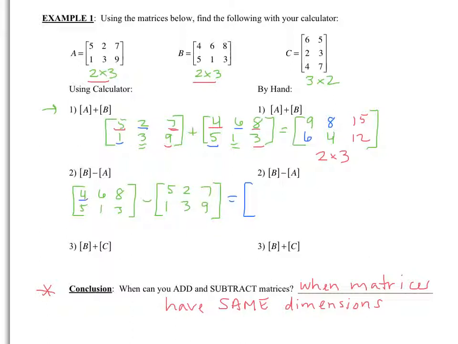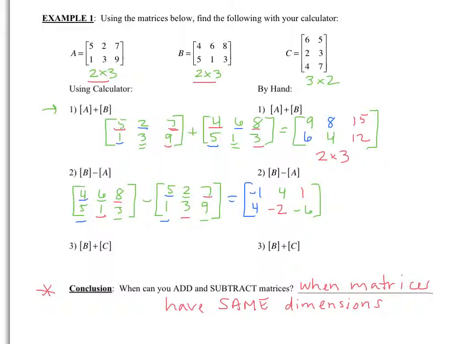So we have 4 minus 5, so that's negative 1. We have 6 minus 2, so that's 4. We have 8 minus 7, so that's 1. We have 5 minus 1, so we get a 4. We have a 1 minus 3, so there's a negative 2. And then finally a 3 minus 9, so that's going to be a negative 6. So the difference of these two matrices is that there, okay?